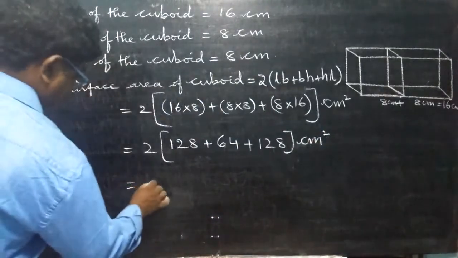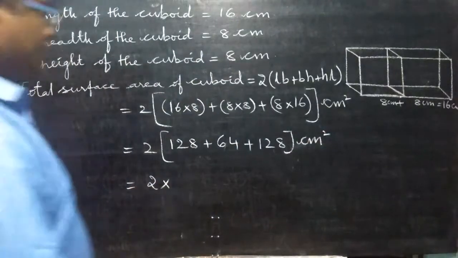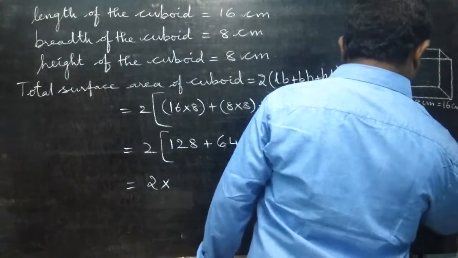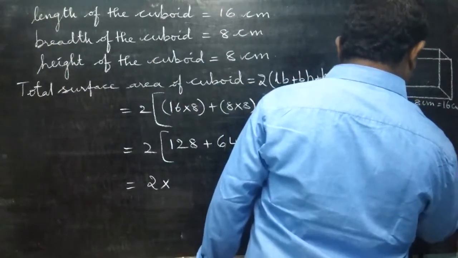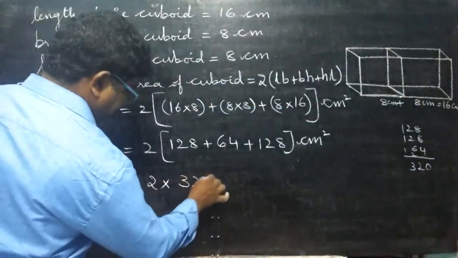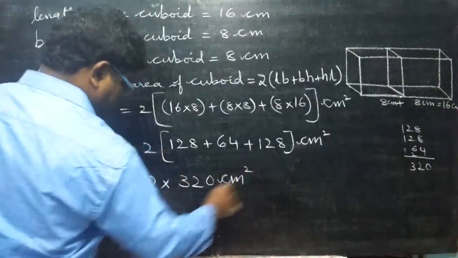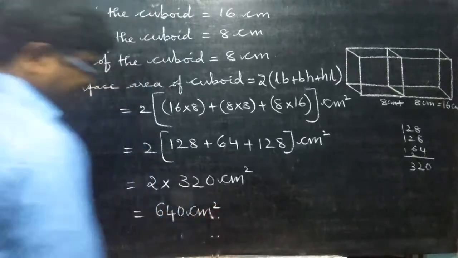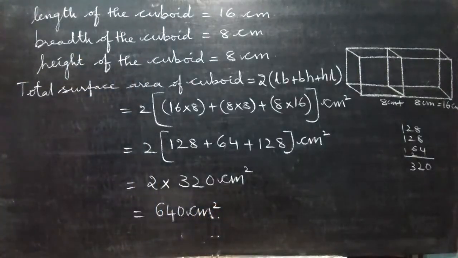Add 2 into 128, 64. 16, 20, 2, 10, 12, 1. 320 centimeter square. Multiply with 2. 640 centimeter square. Write that word. Therefore, the total surface area. Therefore, the surface area of the resulting cuboid is equal to 640 centimeter square.